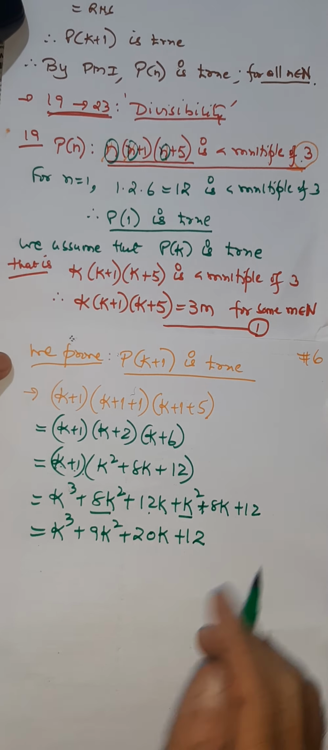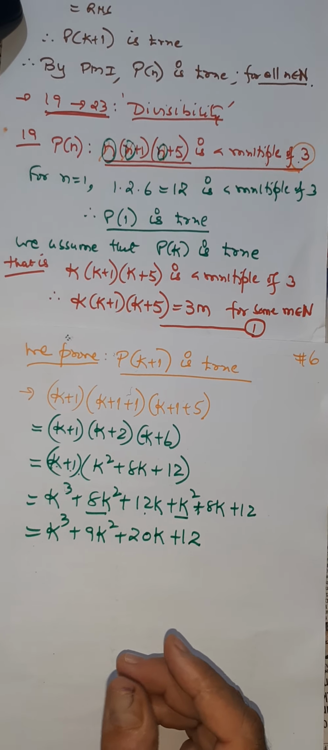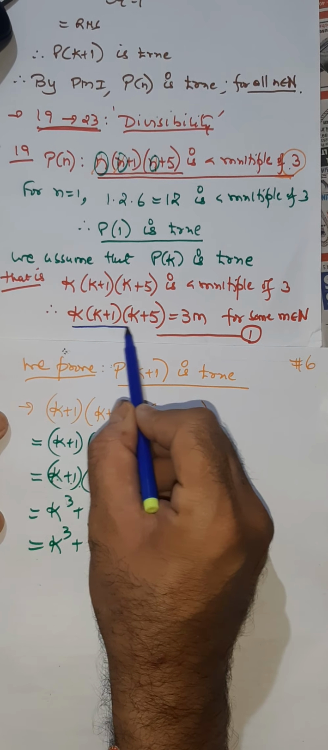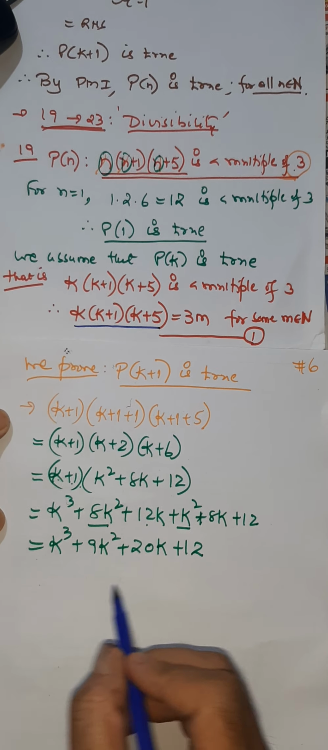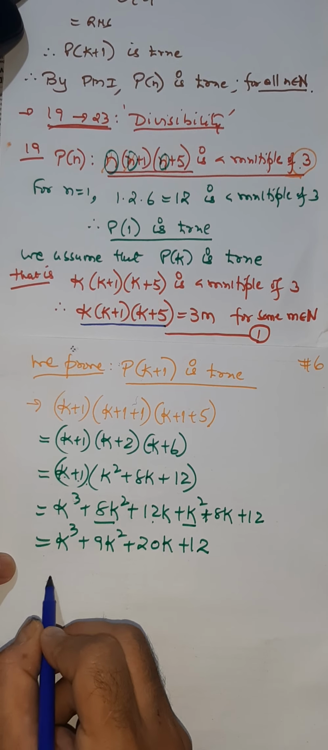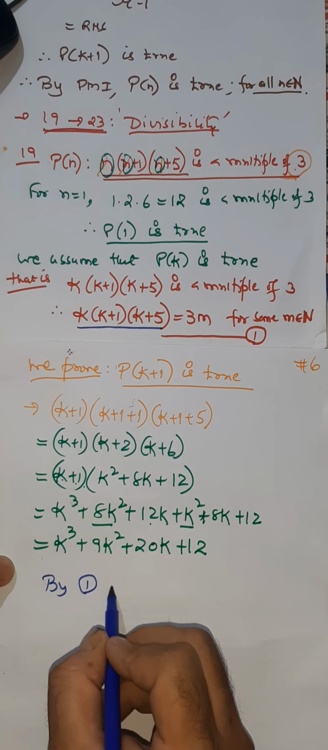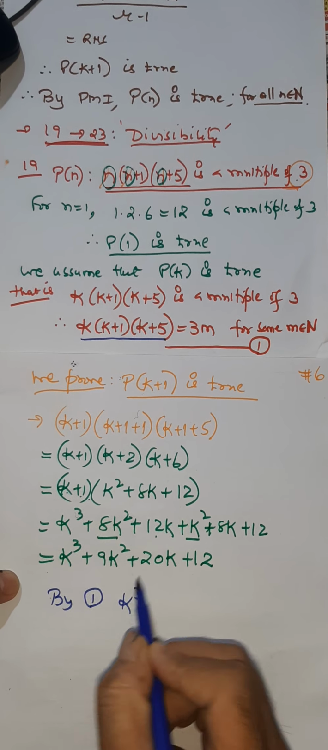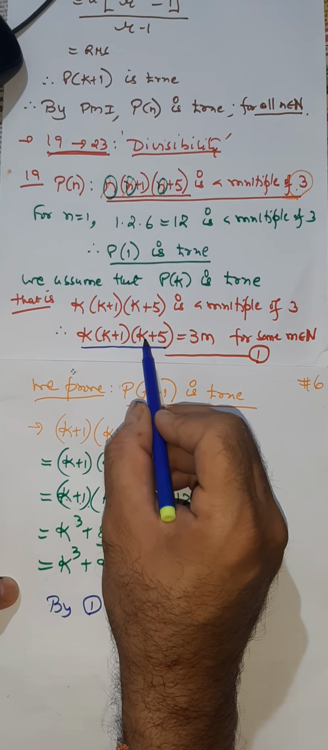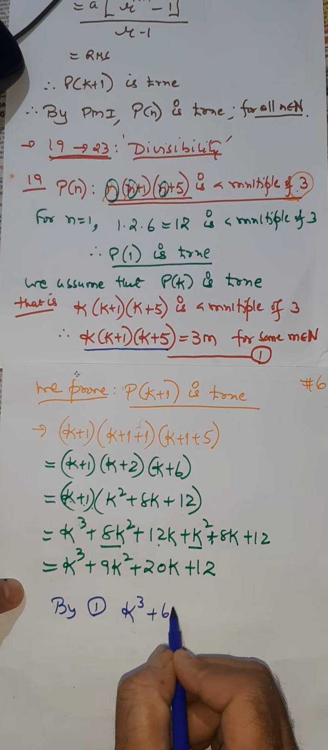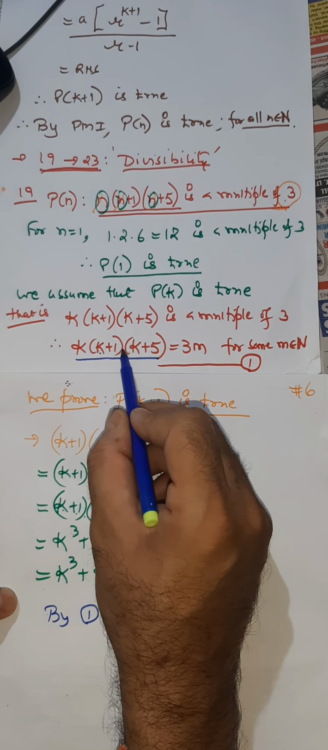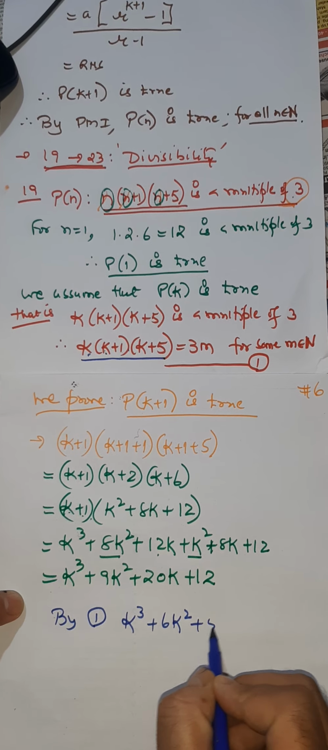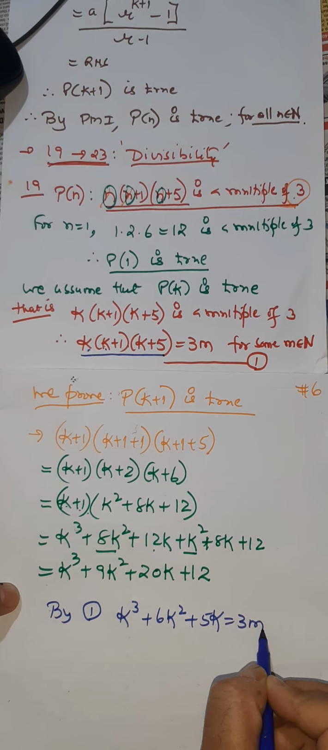Now we have not used this one. Equation 1 needs to be used, remember, always, like in the previous question. So what I'll do, I'll simplify this and I'll put the value of some expression. So now let me write here equation 1. If I open this, this is k square, so k cube. This is 5k plus 1, 6k, so 6k square, and here plus 5k equals 3m.